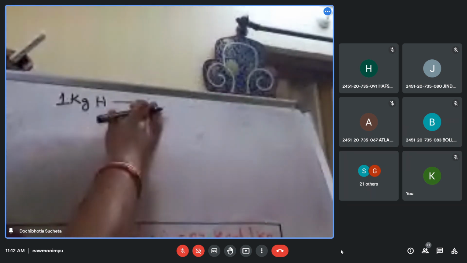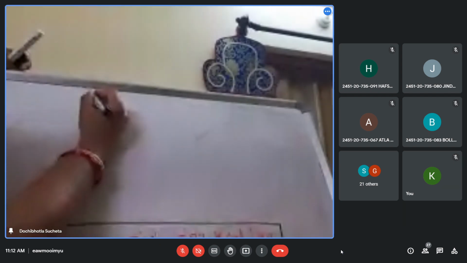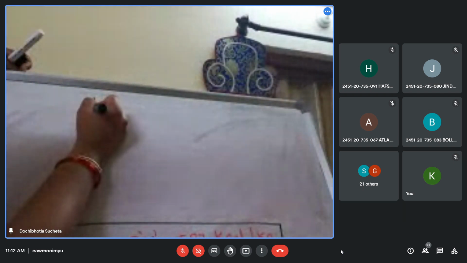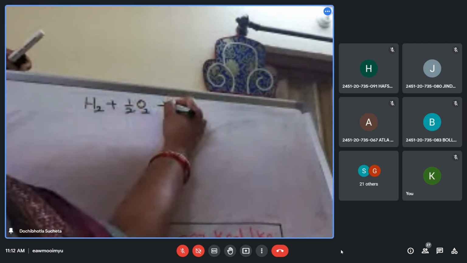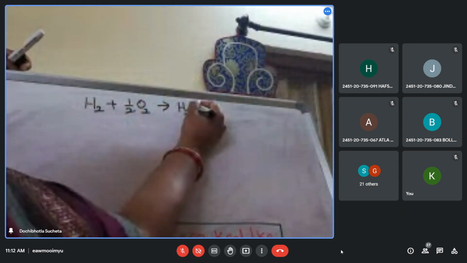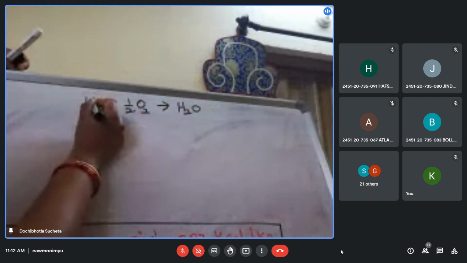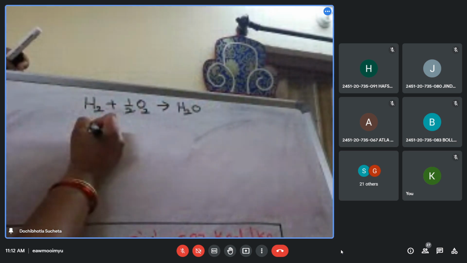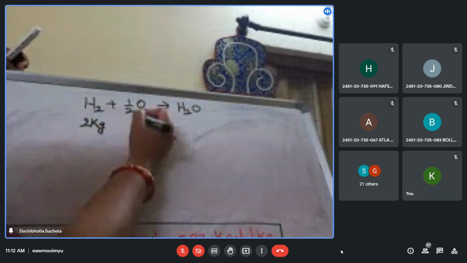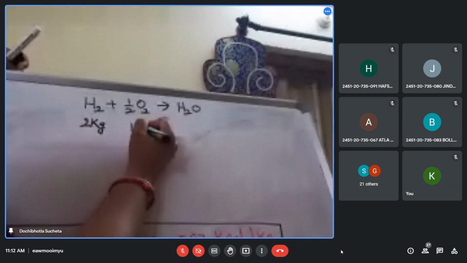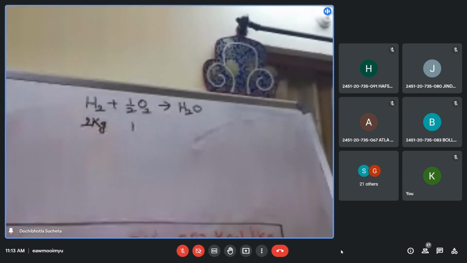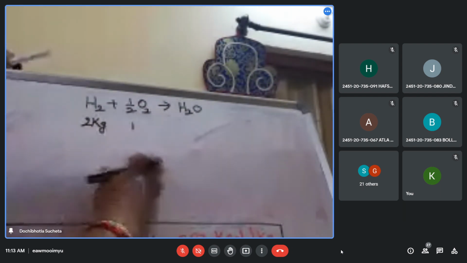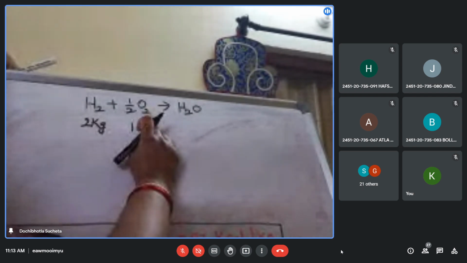So I'll write first a stoichiometric equation, then I'll explain. The point here is H2 reacts with half O2 to form H2O. That means if I take the weight, 2 kgs of H2 reacts with how much O2 weight? What's the weight of O2 molecule?